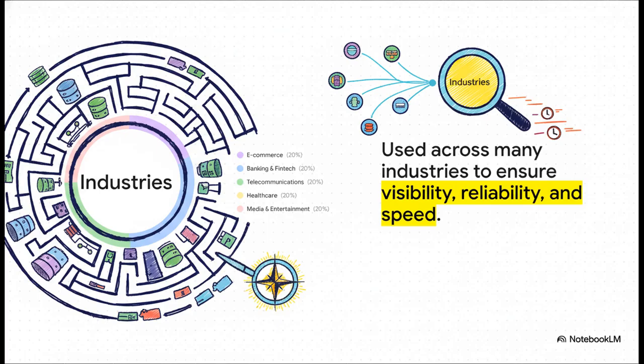Imagine an e-commerce site on Black Friday. They're using this to make sure the checkout process doesn't fall over. Or a bank, making sure your mobile check deposit goes through without a hitch. Media companies use it to stop your video stream from buffering right at the good part. Any industry that relies on complex software needs this kind of visibility just to keep the lights on.